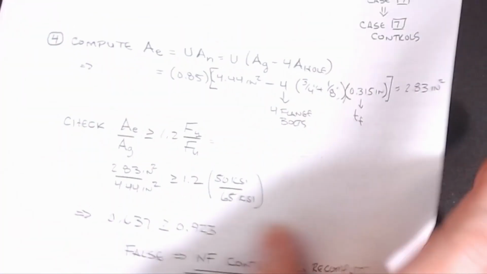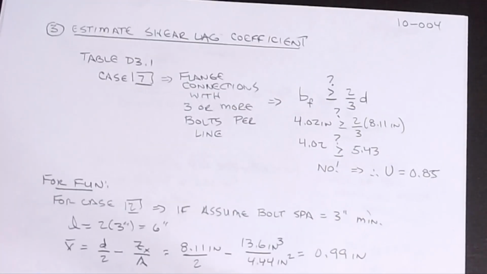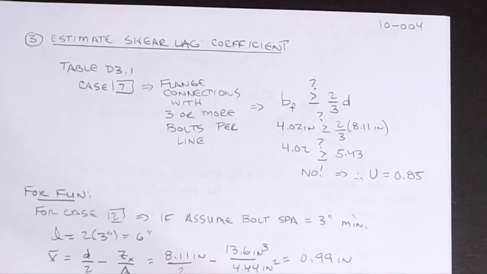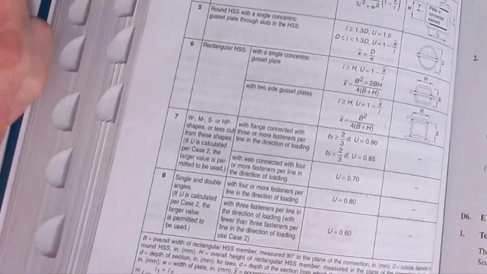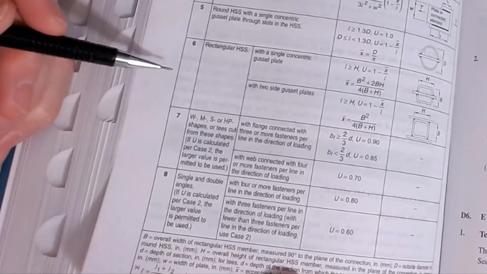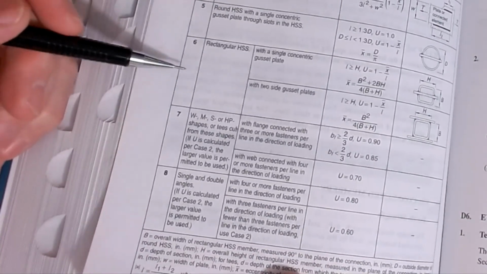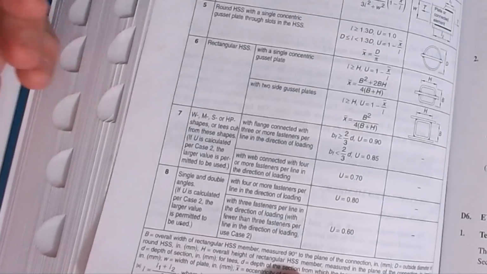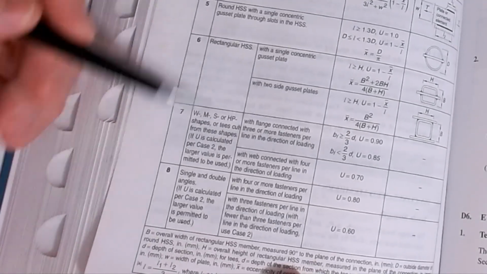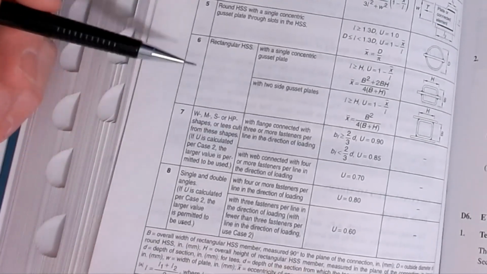All right, so once we do that, now we can go in and look at our shear lag coefficient. If we go back to table D3.1, it's a lot of back and forth. You'll see why this page is a good one to have handy if you're working in a cubicle or at a desk. For years I had this table on my wall next to me because I was constantly coming back to pull these values out.